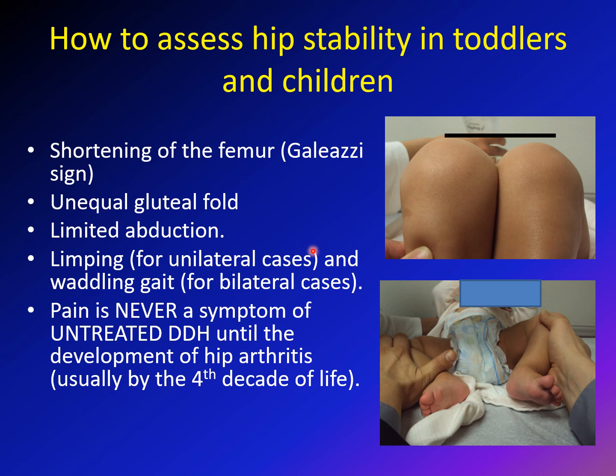When the child starts to walk, you will find limping on one side if it's unilateral, or waddling gait if it's bilateral. As we said, there is never pain with untreated DDH until very, very late, maybe in the 4th decade of life. So this was a quick overview of DDH from 6 months to 1 year. Again, there is a full lecture in my channel about DDH that gives much more detail.